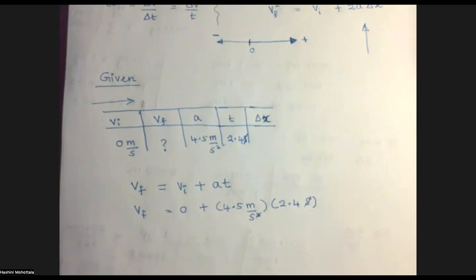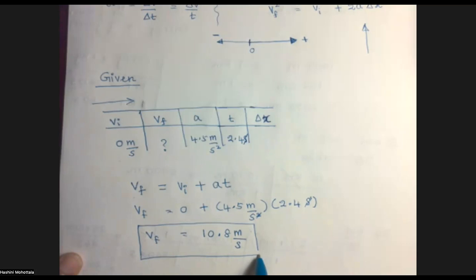So let me quickly get the calculation, which is 4.5 times 2.4. And I get 10.8 meter per second. So please check if the answers are correct on your own. So there you have 10.8 meter per second. And this is the final velocity of the sprinter, or the velocity of the sprinter in 2.4 seconds.